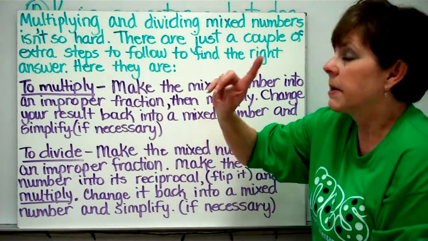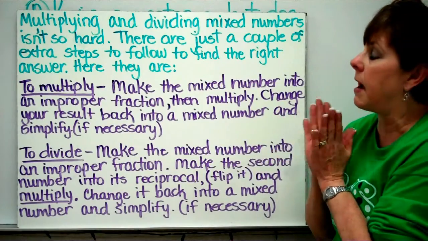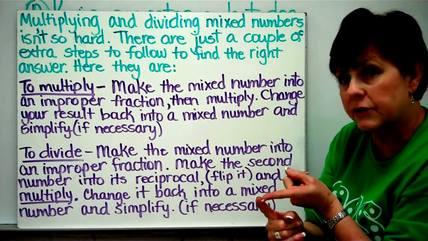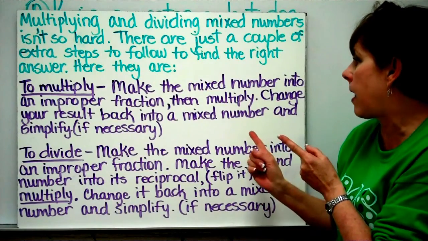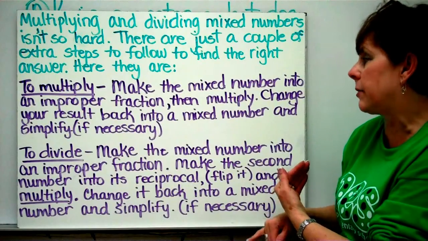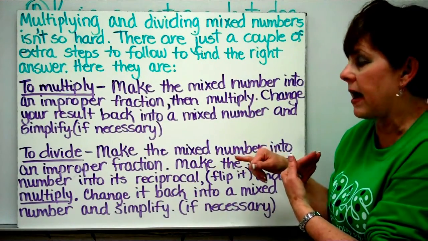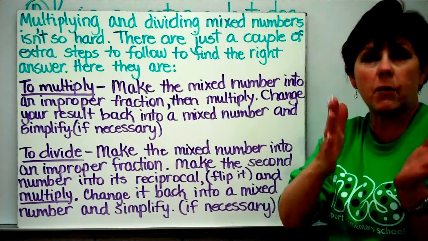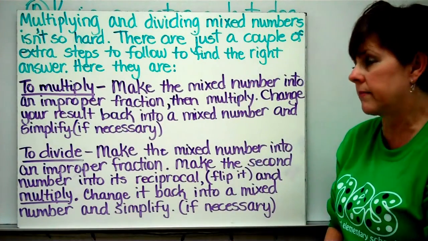Here they are. To multiply, if you're going to multiply a mixed number, you need to make the mixed number into an improper fraction first. Then you multiply it. When you get your result, you change your result back into a mixed number and simplify if necessary. Now, why do you change it back into a mixed number? Because that was its original form to start with.